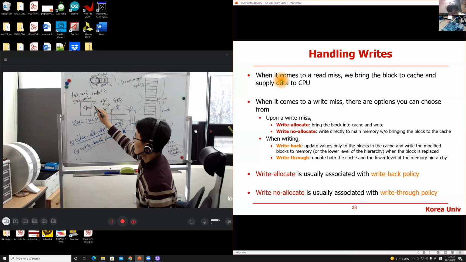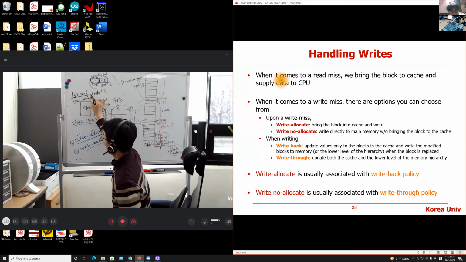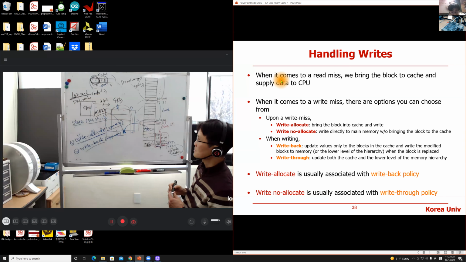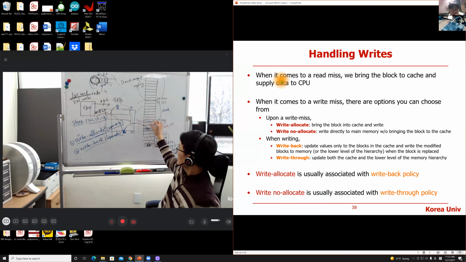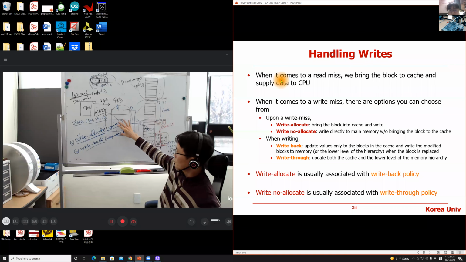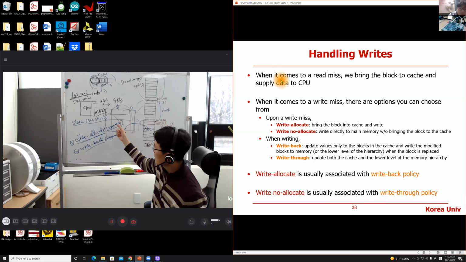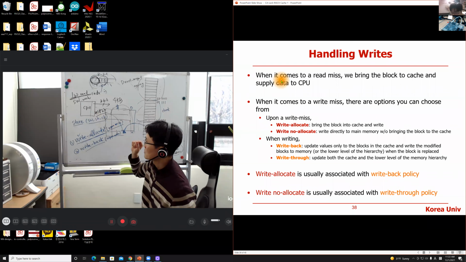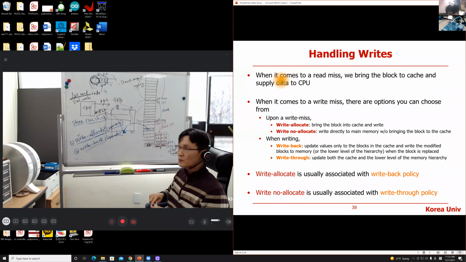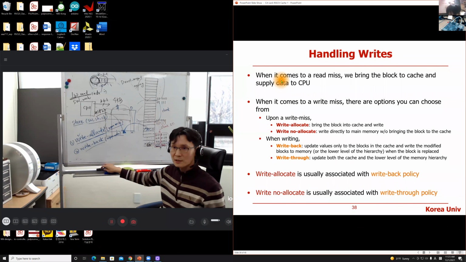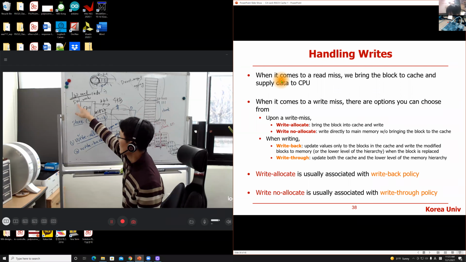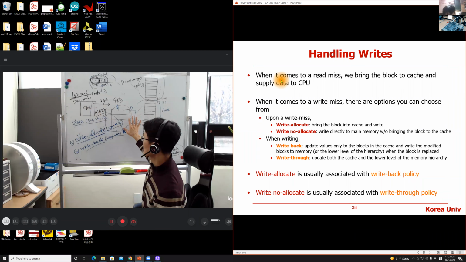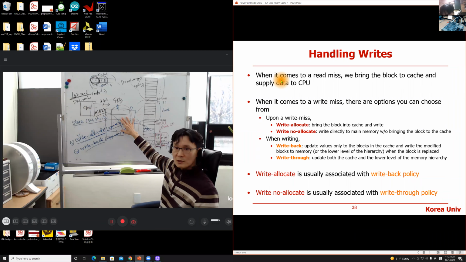For a read operation, things are very simple. You miss the cache, then bring the memory block into the cache, then supply the data to the CPU. Simple. But a write operation is a little bit more complicated. When the CPU executes a store word instruction, a memory update instruction, and you miss the cache, then what should happen?